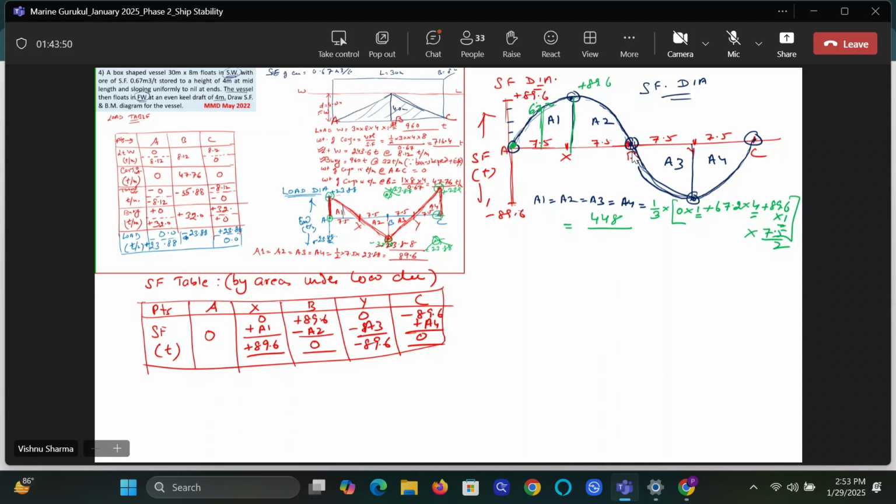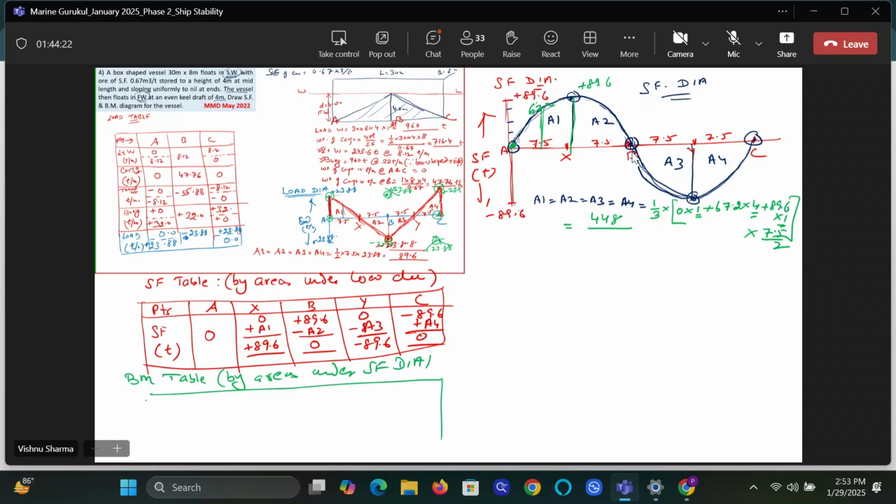Sahil Yadav, have you understood how this area has been calculated, beta? Understood, sir. Simpson's rule: 1/3 into H into sum of the areas, right? Yes, sir. Understood. Okay. Now, guys, are 5 points as in the SF table good for BM, or are we required to take any extra point for the BM table? No need. By areas under the SF diagram.